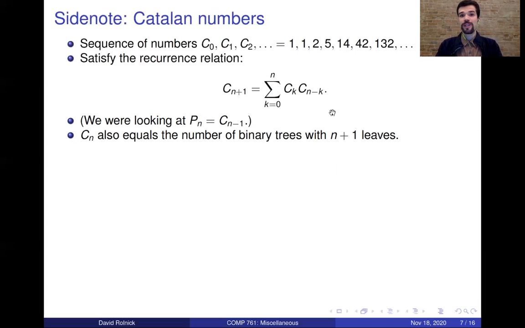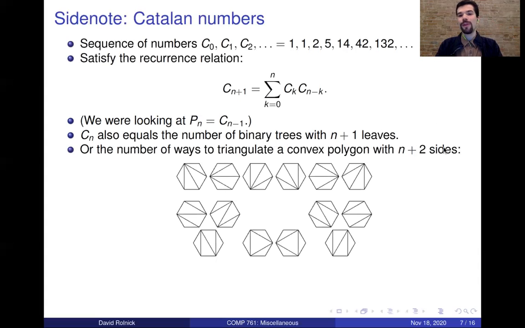There are lots of other interpretations of the Catalan numbers. Here's another cool one: the number of ways to triangulate a convex polygon with n+2 sides. For example, this is a regular hexagon, so n equals 4. So we should have the fourth Catalan number, 0, 1, 2, 3, 4. It's 14 ways. Here are the 14 ways to triangulate a hexagon. Triangulation is just cutting it with lines between some of the vertices so that you end up with triangles.